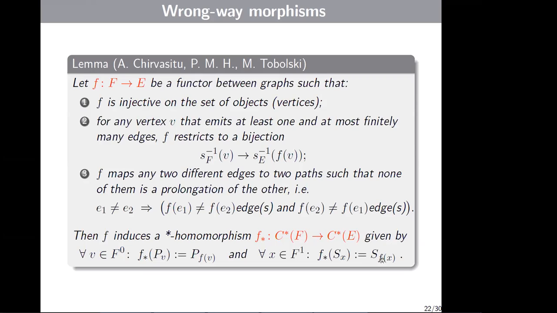Now this is what we call the wrong way morphisms, because somehow we would like to maintain this Gelfand picture of having a contravariant functor from the category of spaces to the category of C-star algebras. We'd like to have a contravariant functor from the category of graphs to the category of graph C-star algebras. Okay, but this beast is covariant, whether we like it or not.